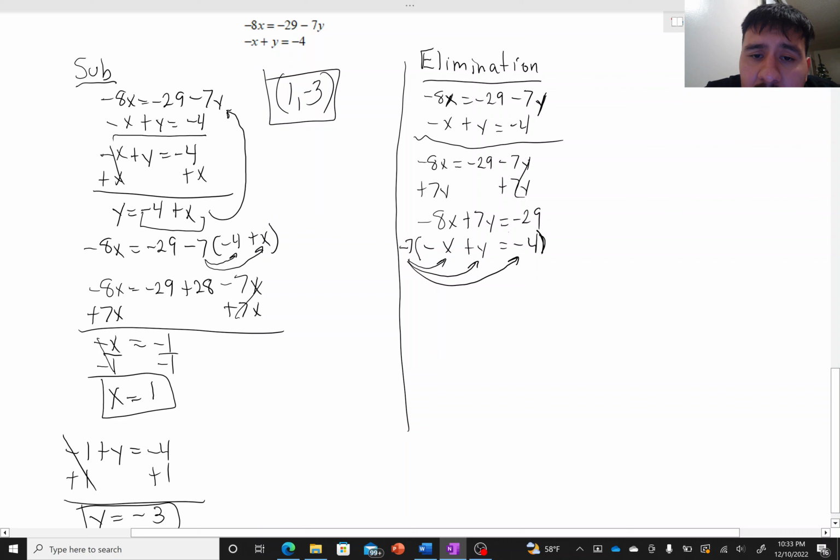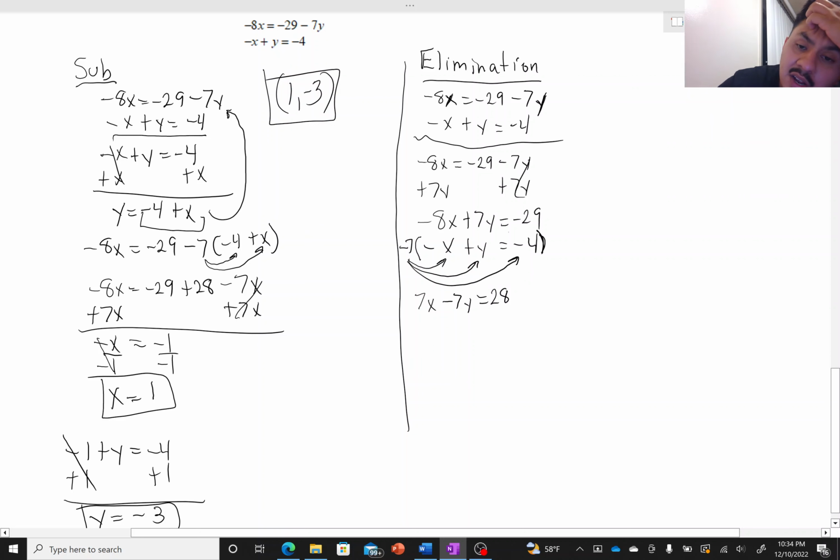I have negative 7 times negative x. That gives me positive 7x. Negative 7 times positive y. That gives me negative 7y, sorry. And then negative 7 times negative 4. That gives me positive 28. All right, I rewrote my whole equation.